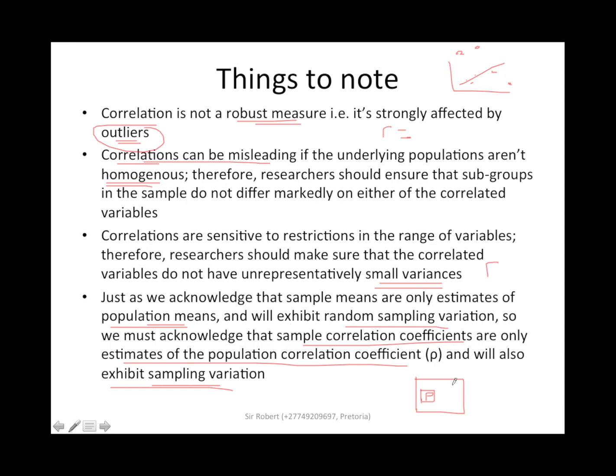What it basically means is, if you take another sample, maybe from Joburg, the results might be slightly different from those from Pretoria. So just know that sample correlation coefficients are only estimates of the population correlation coefficient, and we also exhibit sampling variation.